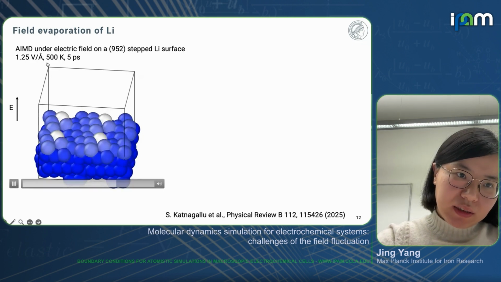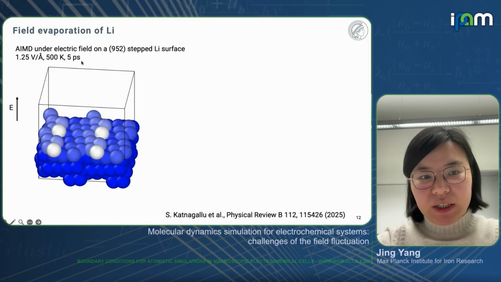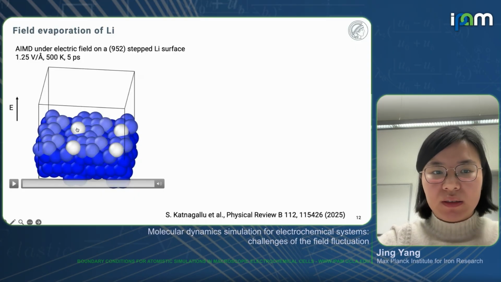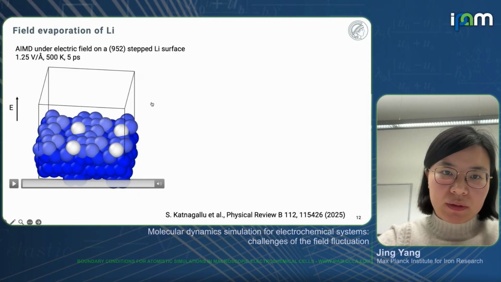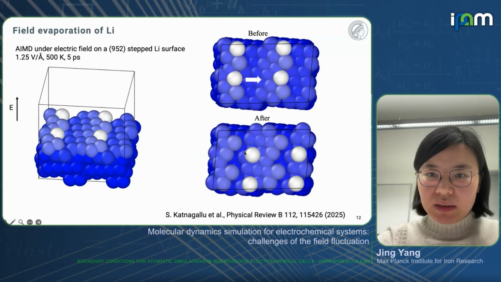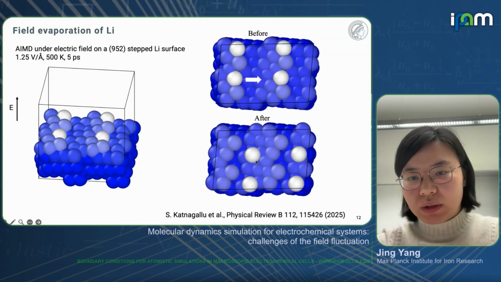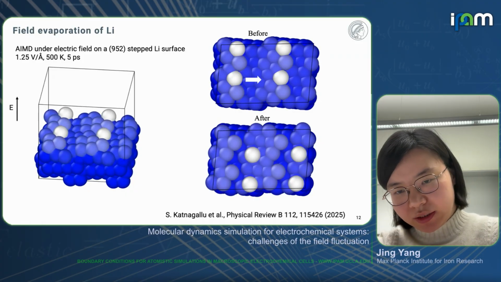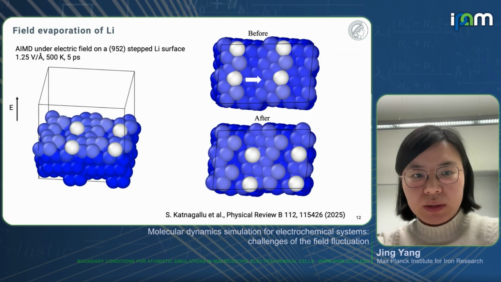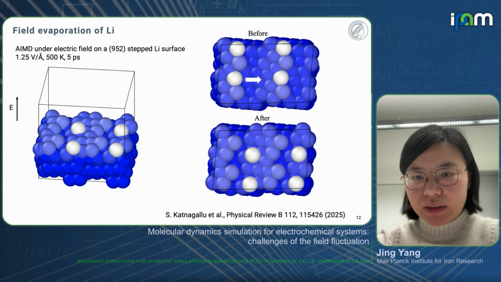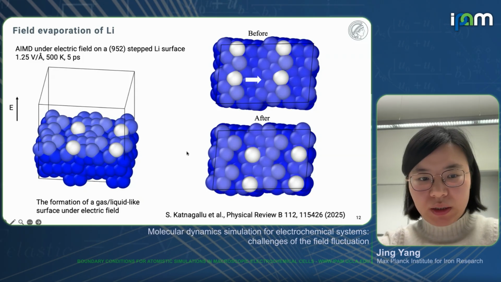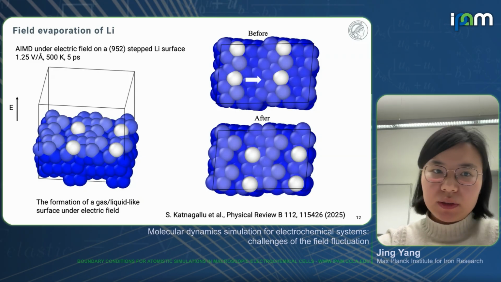However, when we add this magnitude of electric field, during this 5 picosecond of the AIMD simulation, we see this spontaneous desorption of this kink atom going away from the step. So this is a top view before and after. So indeed, we see this lateral diffusion of this kink atom, confirming what has been seen previously in this energy profile, showing that at some point, due to the application of the electric field, there is this change of surface morphology of lithium and the formation of a gas or liquid-like surface under this electric field.